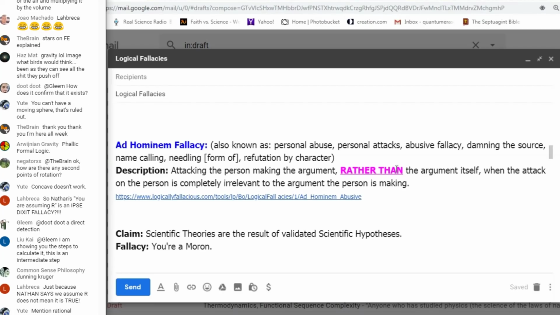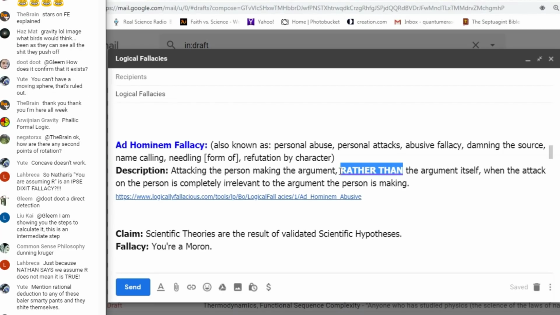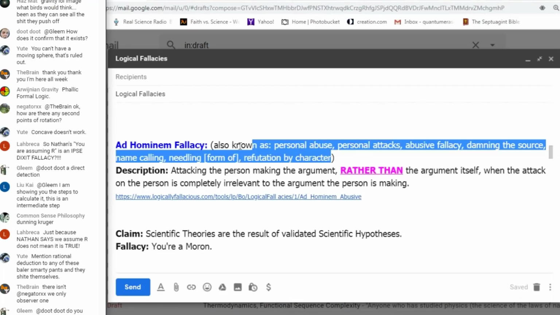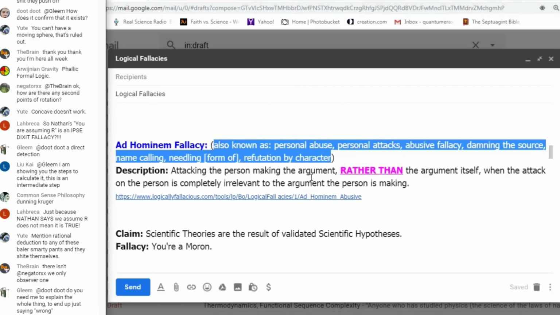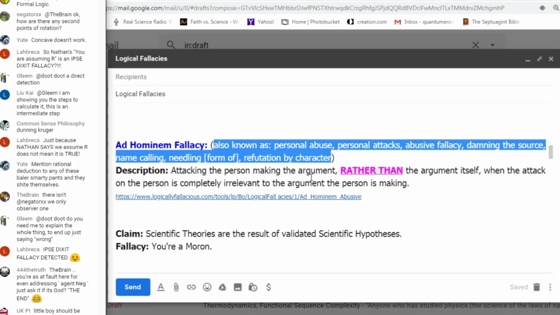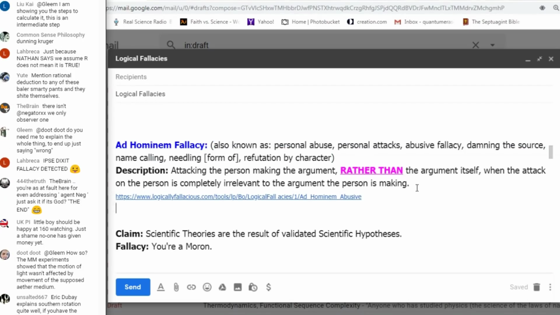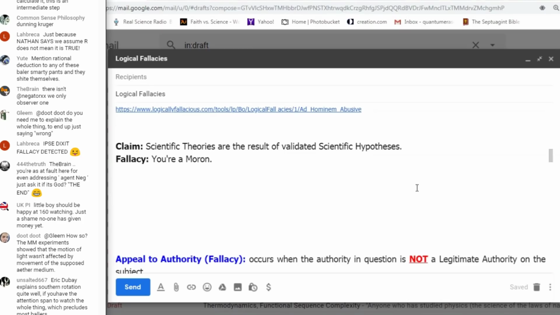So we can move on from this one. Remember, folks, rather than, that is, you provide these in lieu of an actual argument. Simple as that, rather than in lieu of. Got it?